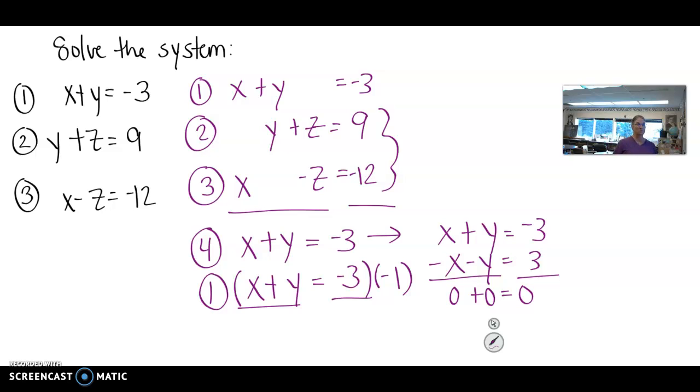Therefore, you're going to have a system that is dependent, and it's going to have an infinite number of solutions. So when all those variables disappear, don't think you did it wrong. It's one of those scenarios from the first video where there's an infinite number of solutions because they all intersect in a line rather than just a single point, or it's the same plane. That is a dependent system, so that would be your answer for that type of problem.